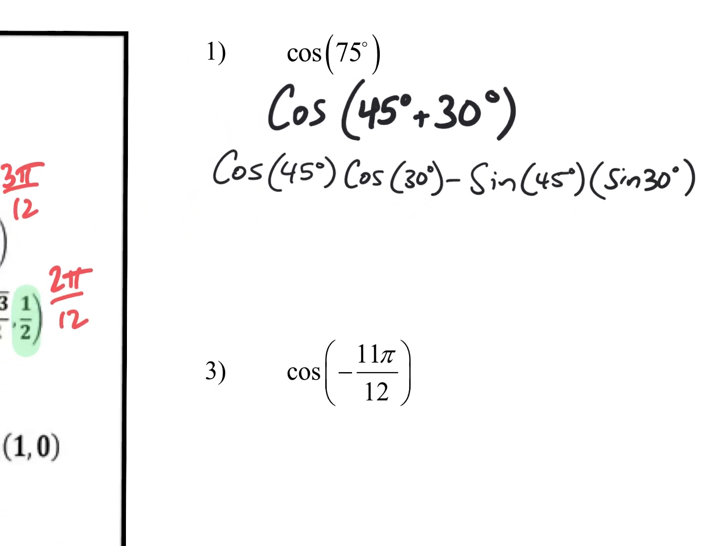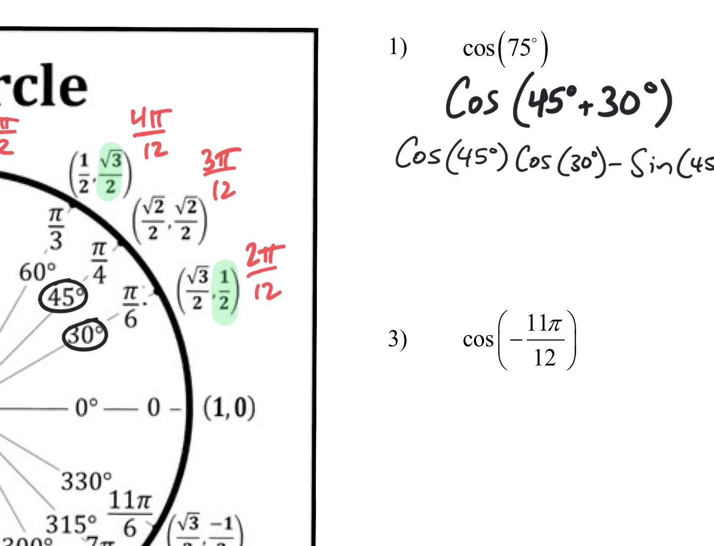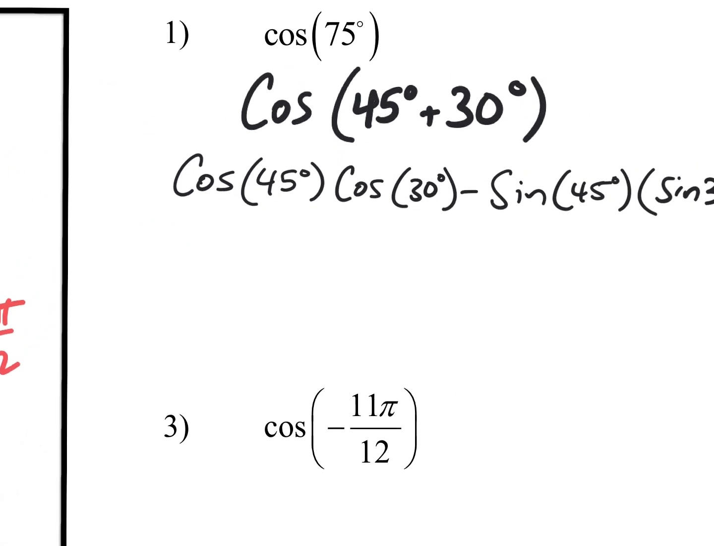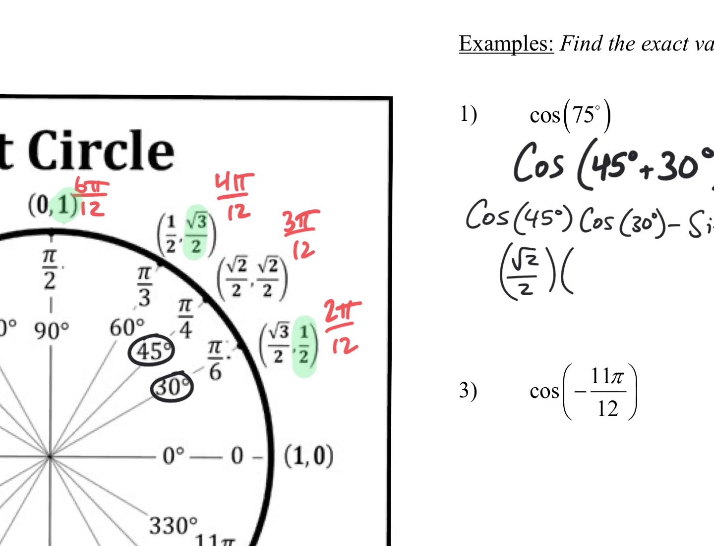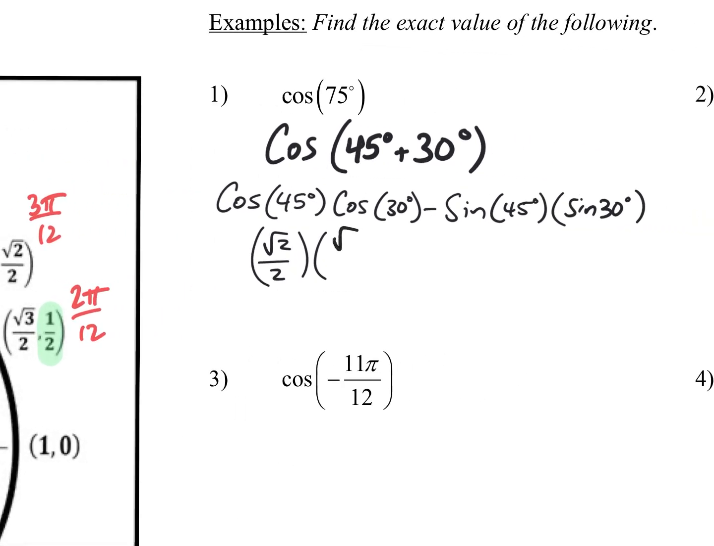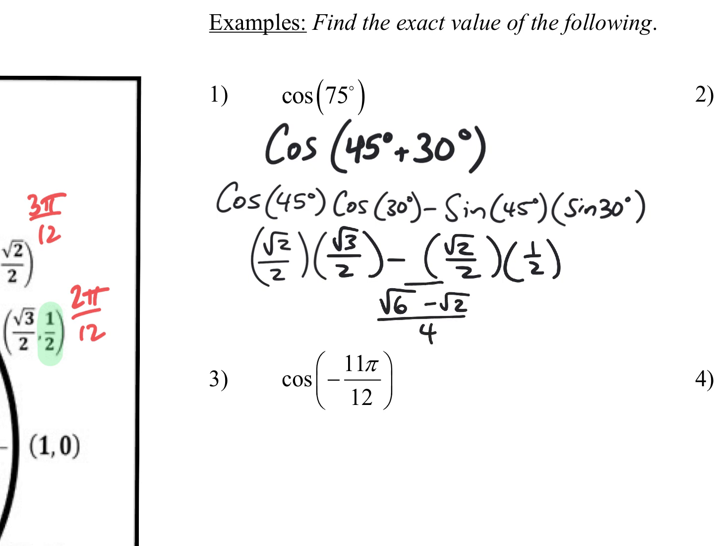Now, the reason we like these values is because they are right on our unit circle, just from our first quadrant. So the cosine of 45 degrees, we know that that's going to be root 2 over 2. The cosine of 30 degrees, we're just getting the x value from our 30-degree angle, root 3 over 2. From that, we're going to subtract the product of root 2 over 2 and 1/2. Again, these values coming directly from our unit circle. And once we simplify, we get root 6 minus root 2 all over 4. And that is our simplified form for the cosine of 75 degrees.